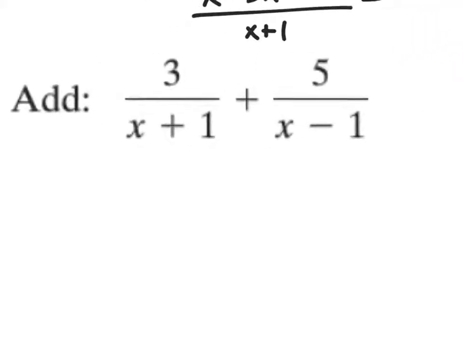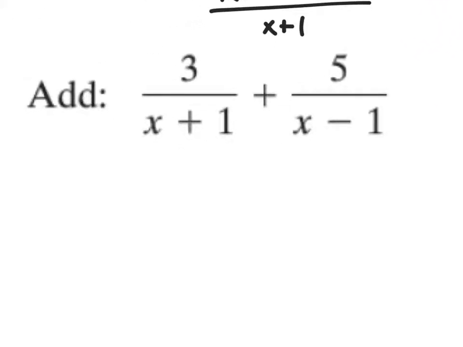Now, we want to add these together, so we don't have to distribute any negatives. Subtracting fractions can be kind of a pain, but adding them is a little bit easier. Now, here's the deal. We don't have common denominators. X plus 1 and x minus 1 are completely different. Even though you have an x and a 1 in both of them, because one of them is negative, I can't just multiply this one by a negative because then you'd have negative x minus 1.